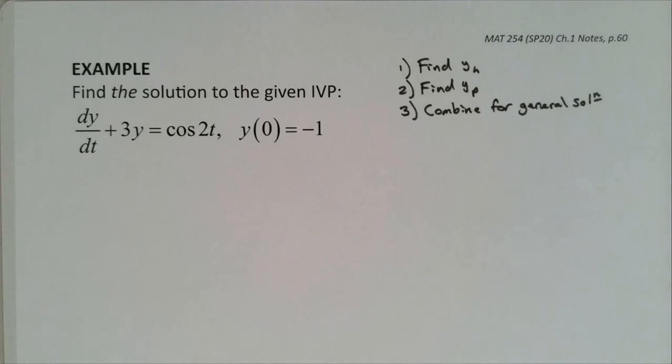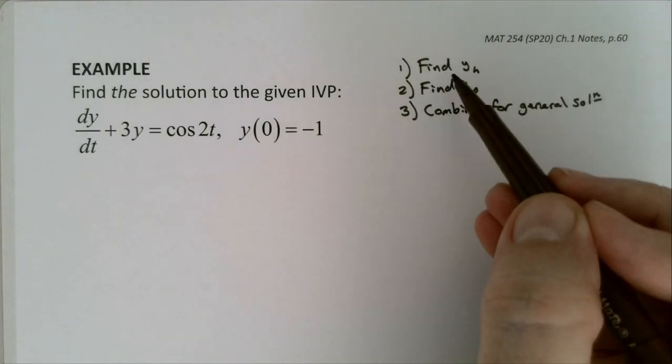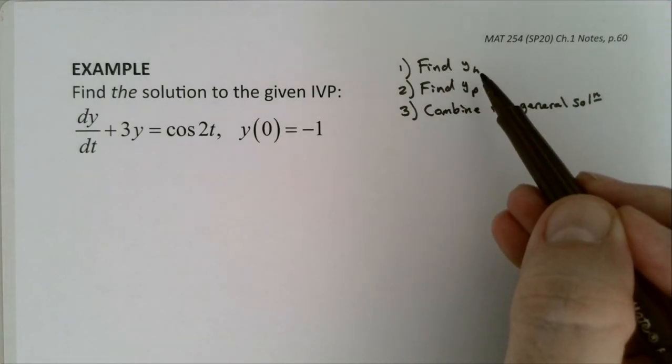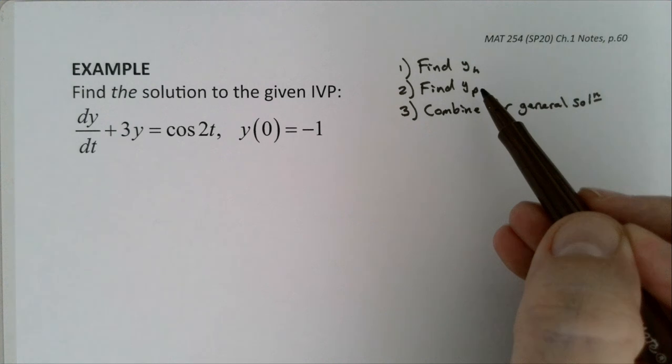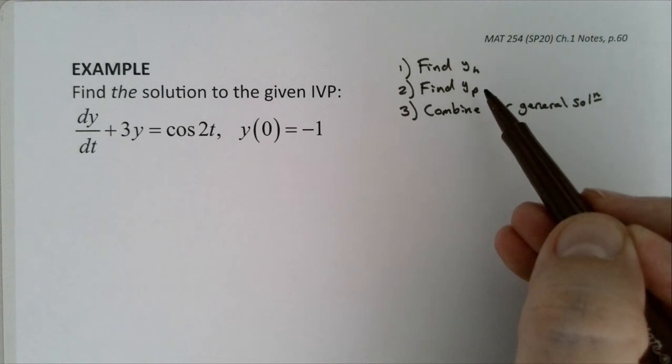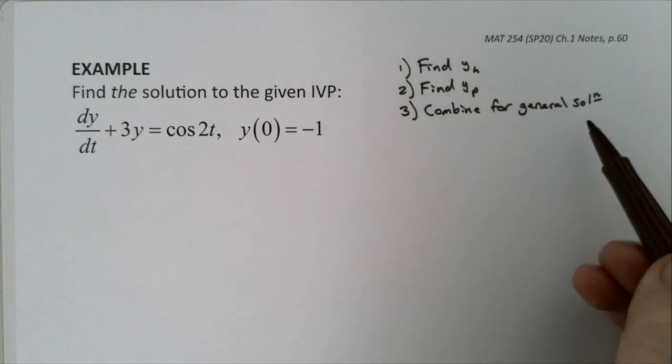So we're going to take a look at one more example of this method of the lucky guess, or the method of the unknown coefficients or undetermined coefficients. And we're going to do that following the same rules that we set up before. Step 1 was find the homogeneous solution. Step 2 is find the particular solution, an overall particular solution. And then step 3 was find the general solution by combining those two things.